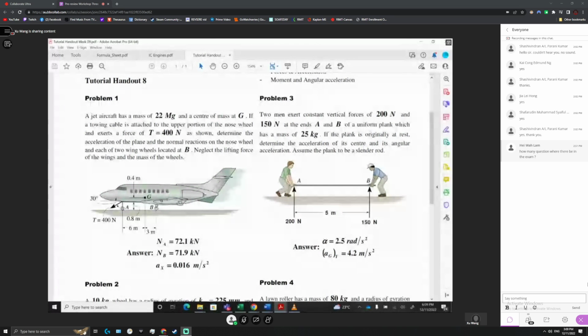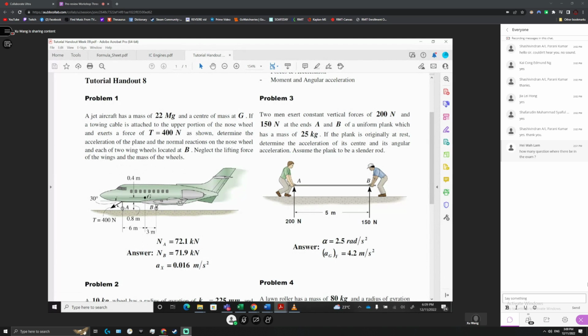This is the nose wheel, and this is called the wing wheel, right? We also need to determine the acceleration of the plane and the normal reactions on the nose wheel and on the two wing wheels at location B, and ignore the lifting force of the wings and the mass of the wheels. And this is the question.